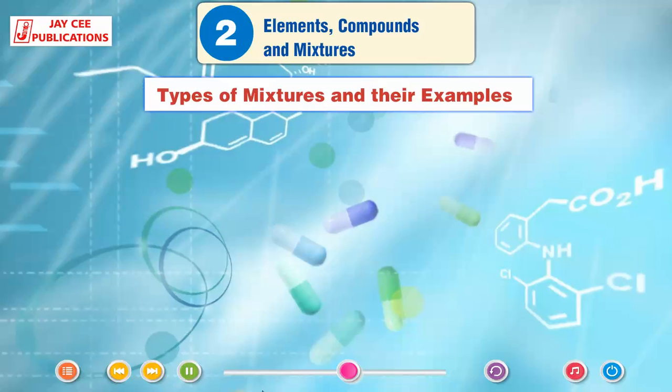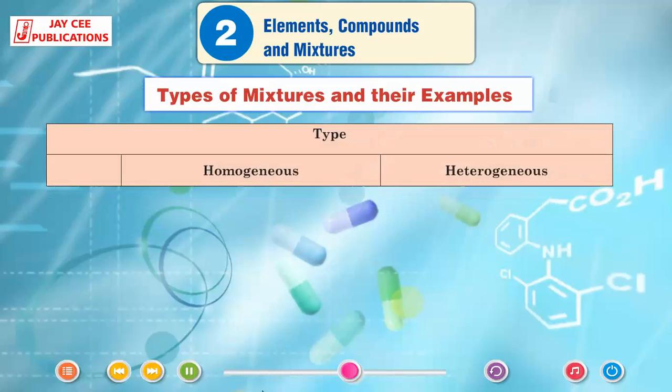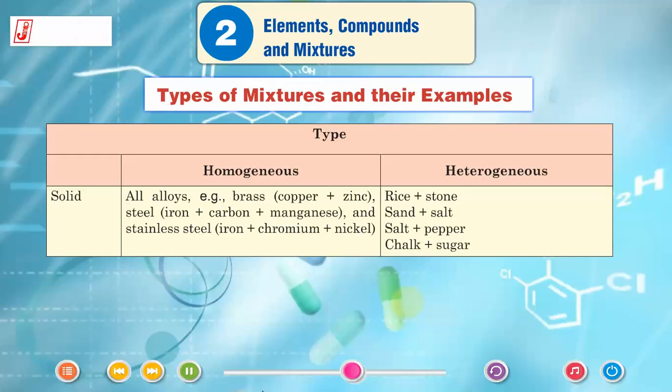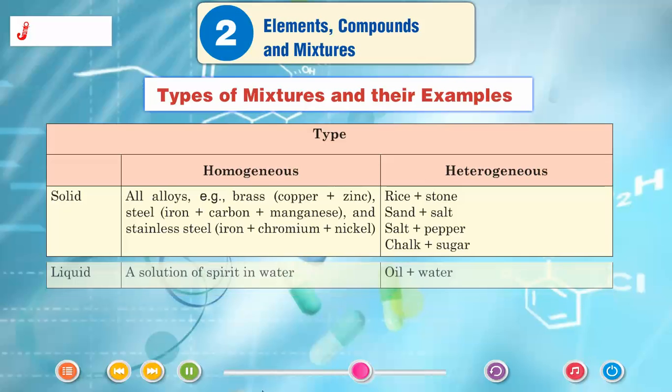Types of mixtures and their examples. Type: homogeneous, heterogeneous. Solid: all alloys, for example brass, copper plus zinc; steel, iron plus carbon plus manganese; and stainless steel, iron plus chromium plus nickel. Heterogeneous solids: rice plus stone, sand plus salt, salt plus pepper, chalk plus sugar.